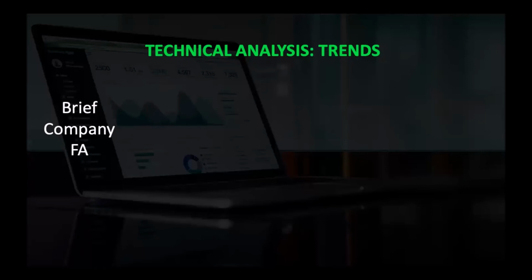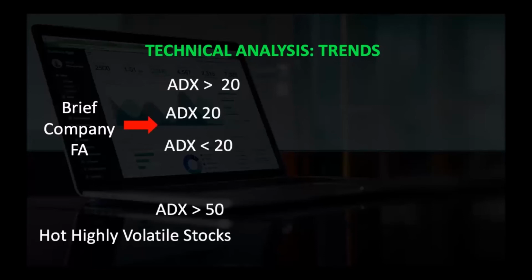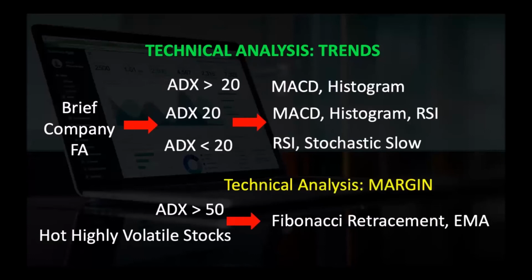So after getting to the technical analysis, we look into the trend first. So we use ADX, then we go and see whether we should use MACD or histogram or RSI, stochastic slope. Of course, when it is very highly volatile, then we don't use the trend, because the trend has no meaning when it's highly volatile. Then of course we have to look at support and resistance, which is Fibonacci retracement and EMA.